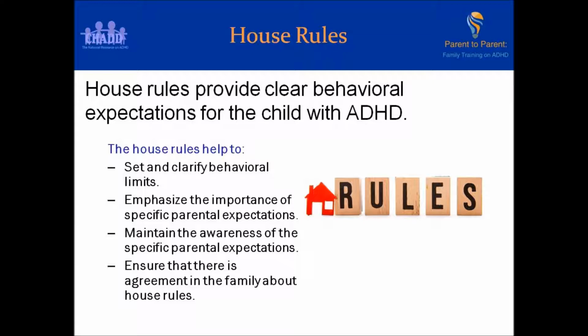So the house rules set and clearly clarify the behavior boundaries. They emphasize the importance of specific parental expectations, not just for the kids, but maybe for all of us. They maintain the awareness of the specific parental expectations, and they make sure that there is a consensus in the family about the house rules.